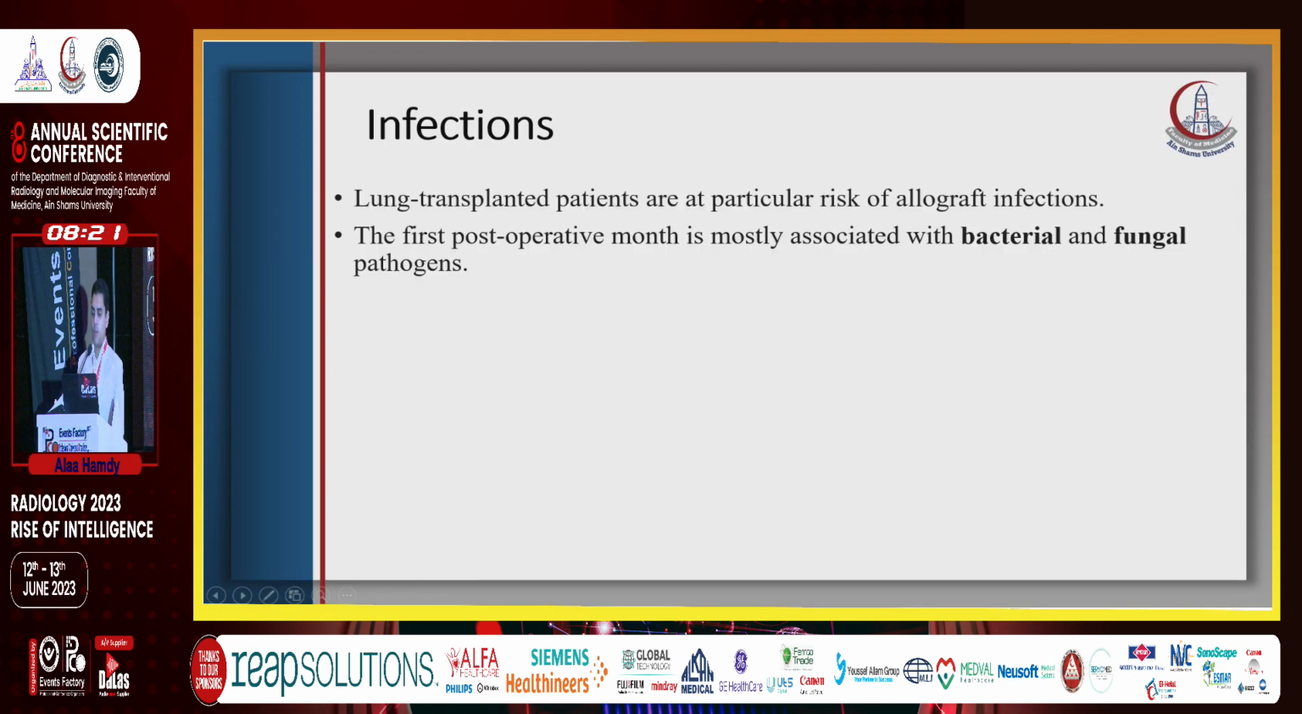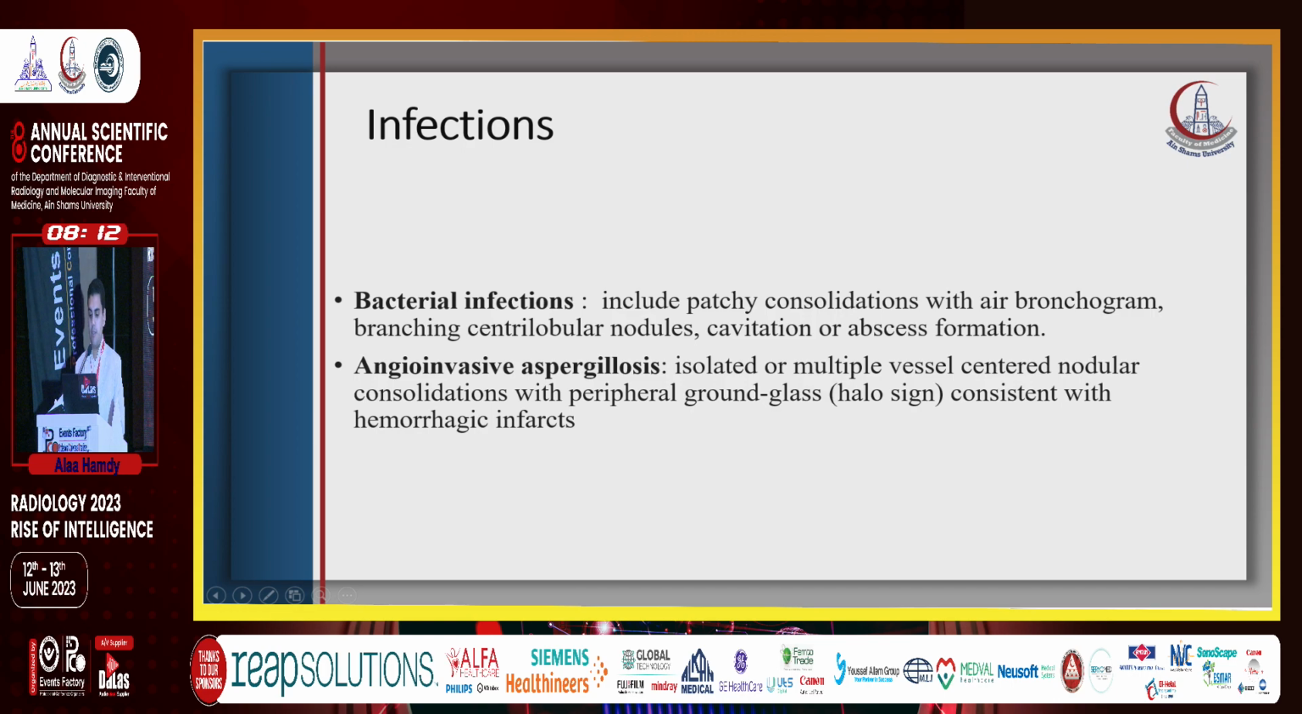Infections. Lung transplant patients, as with other transplantation patients, have a particular risk of allograft infections. First, post-operative infections are associated with bacterial and fungal organisms. Bacterial infections show patchy consolidation, centrilobular nodules, cavitation or abscess formation, while aspergillosis shows central nodular consolidation with peripheral ground glass halo sign consistent with hemorrhagic infarction.